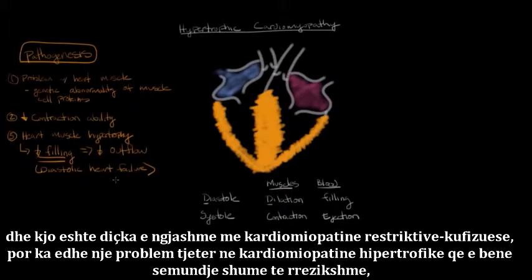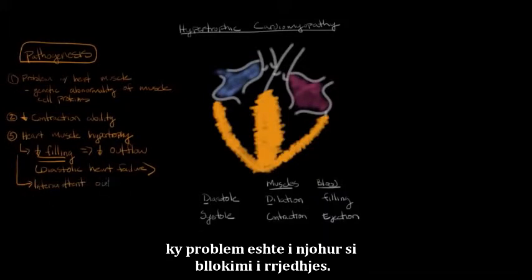But there's another problem in hypertrophic cardiomyopathy that makes it a very dangerous disease. And this problem is known as an intermittent outflow obstruction.